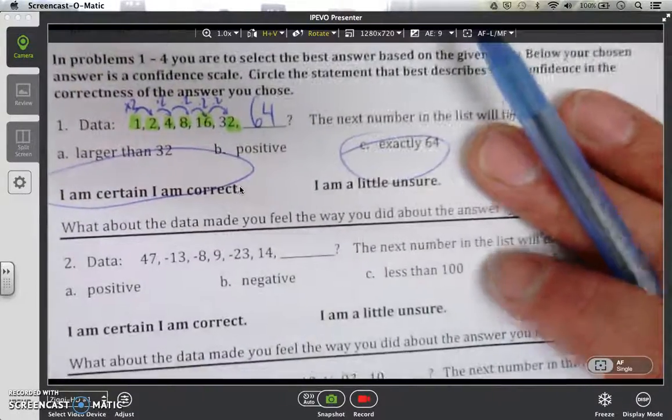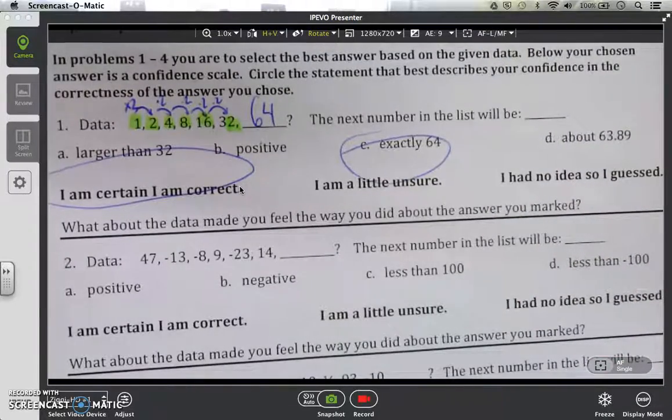By the way, I'm writing on this paper, but for your work, I'm going to ask you not to. So thank you. I appreciate that.